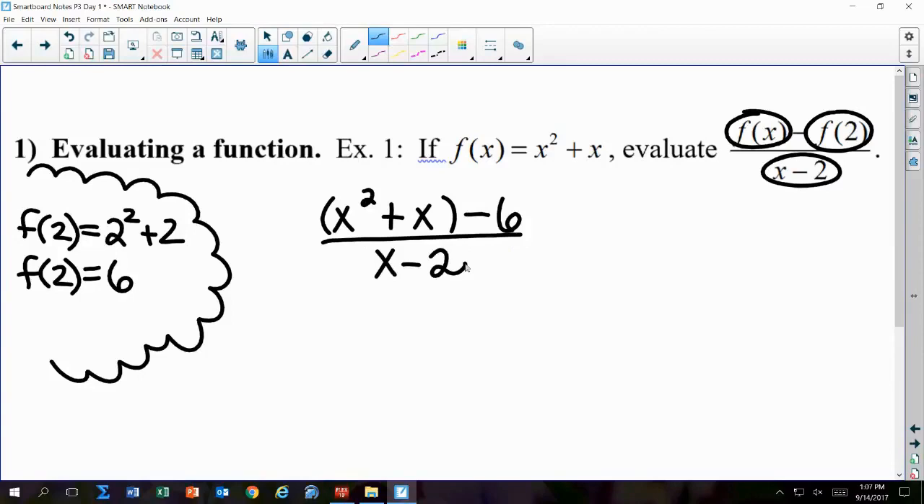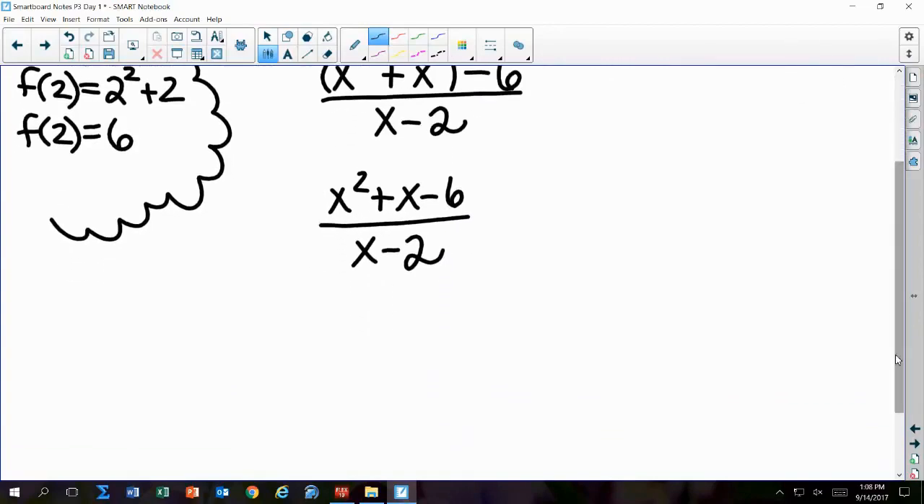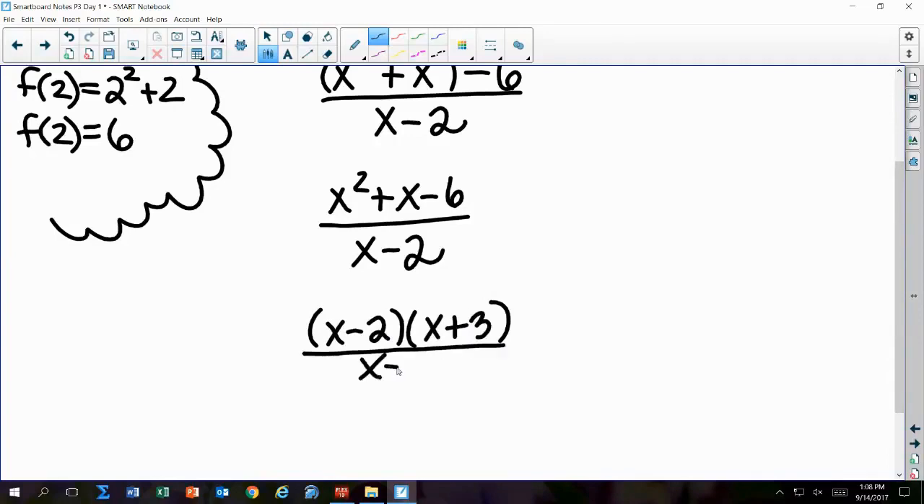Any questions about how I input those values? Okay. All right, so I really don't need the parentheses here. This is really just x squared plus x minus 6 over x minus 2. I'm going to try to simplify this as much as possible. What would you do to try to simplify that? Great, so we're going to factor the numerator. And so we'll factor it into x minus 2 and x plus 3 over x minus 2.